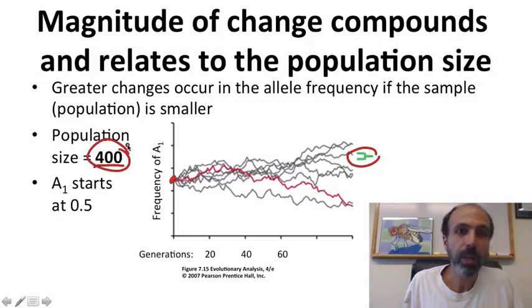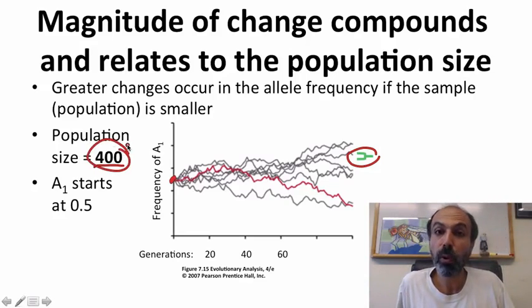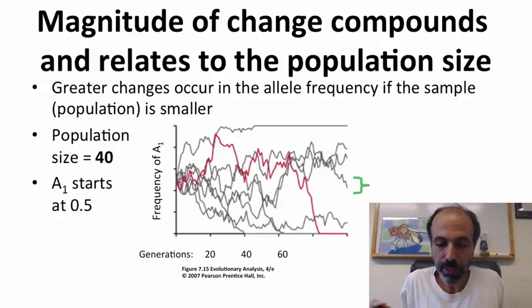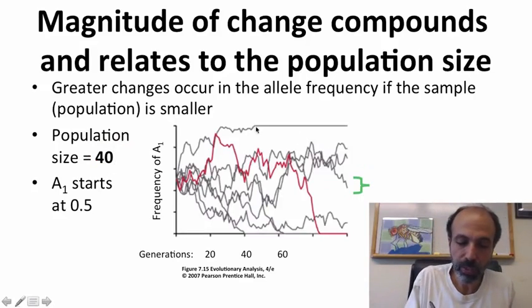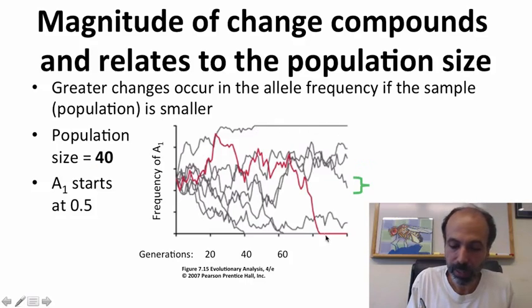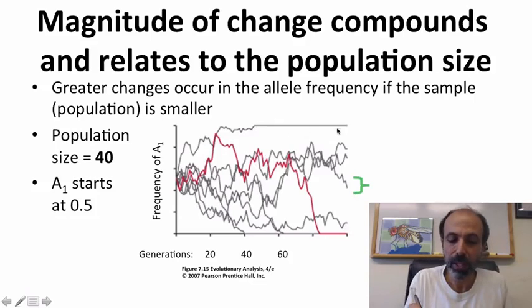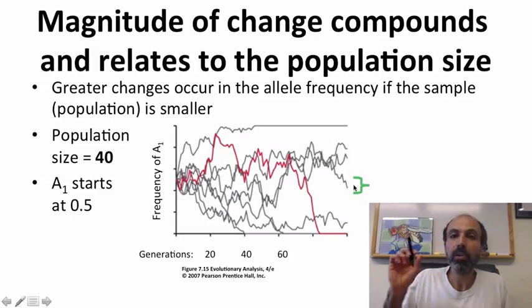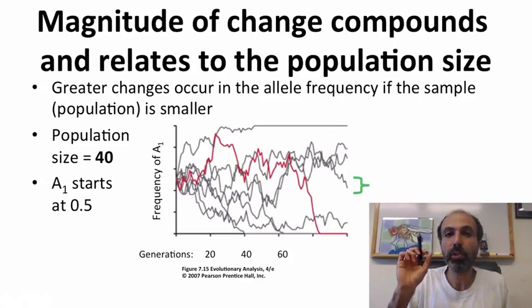Now let's see what happens if we reduce this. Instead of 400, what if we looked at a population of size 40? Well, we see in this case much bigger changes. We have some alleles that have gone all the way to 100% or 0% in some of these populations, and some are still segregating. But again, you're equally likely to go up or down in any individual generation, and the individual step size now is much bigger. You get bigger random changes in allele frequency with smaller population sizes.